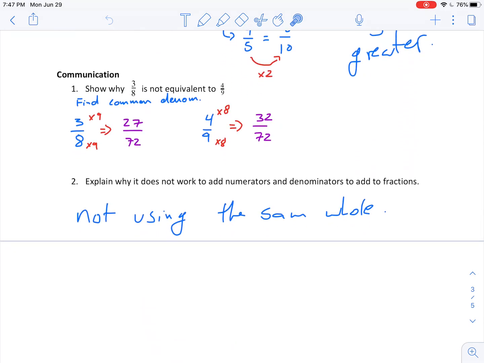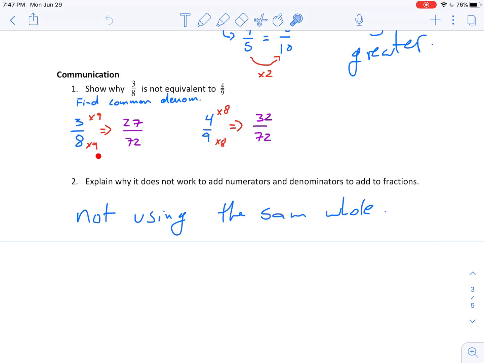Two more examples here. Quickly show why 3 over 8 is not equivalent, is not the same as 4 over 9. Okay, so again, find the common denominator. A quick trick is if we take both denominators, if I take 8 and I multiply by the other denominator, which in this case is 9, you will always get a common denominator. It may not be in lowest terms, but it will be common.